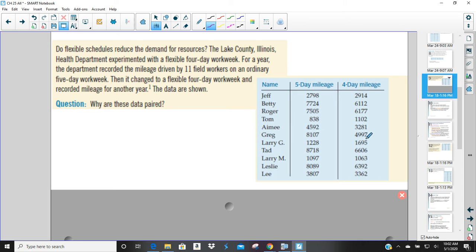So is this paired data? Yes, it is, because it's before and after. Jeff, 5-day mileage. Jeff, 4-day mileage. Okay. So that's what you have to do every time. Take a look at the 2 pieces of data. Is it paired or not?